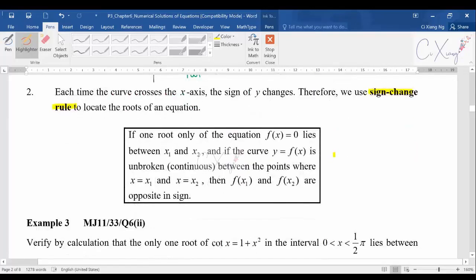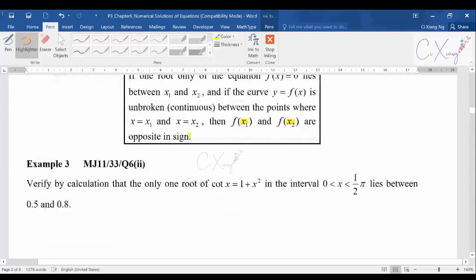Here they tell you that if there is one root of this equation between x1 and x2, and you substitute x1 into the function and x2 into the function, then you will get opposite signs. This is a summary of the method that we use. But of course in the exam we are not going to write out all this. So how can we set up or write out the steps for an exam style question?